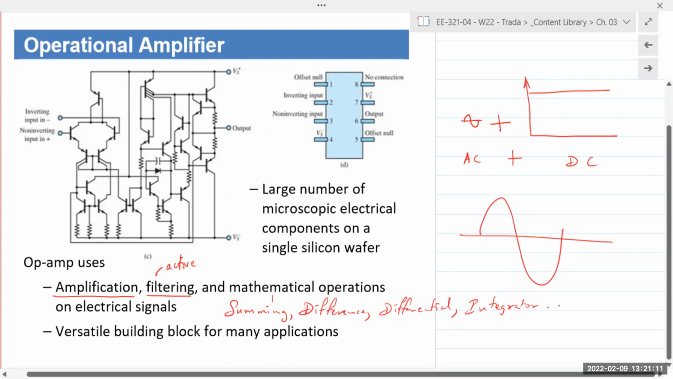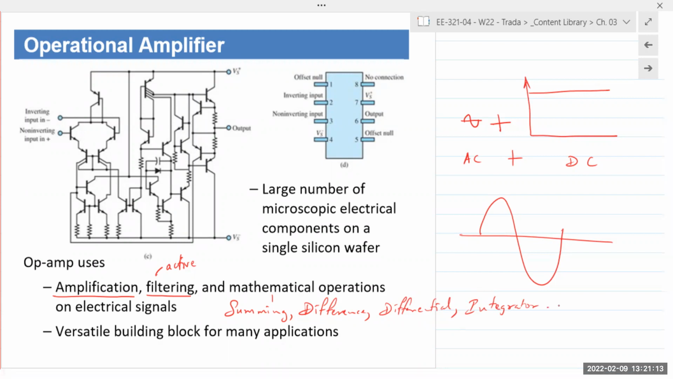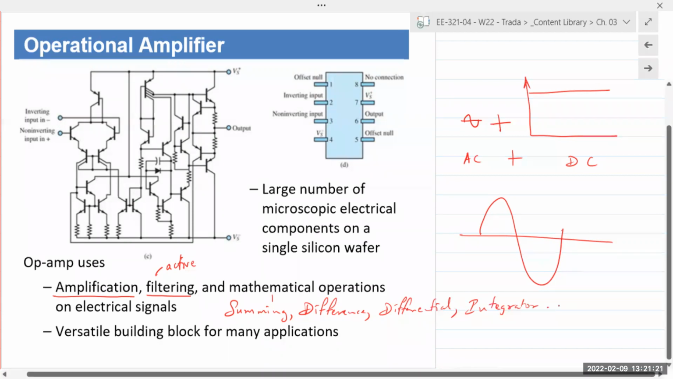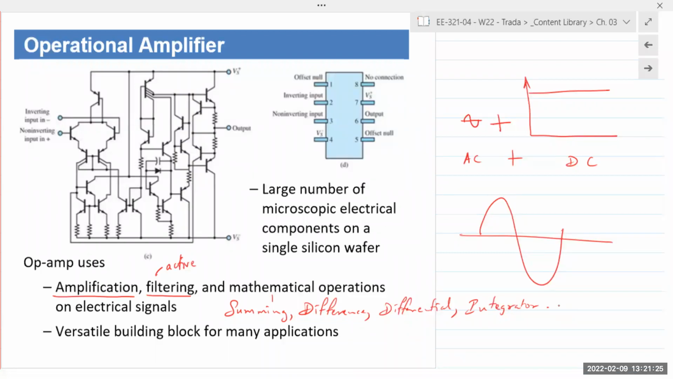So, the lab this week, by the way, how many of you have already finished the lab? Okay, most of you have. But the lab, it says, what kind of filter is it? It's a low pass filter and an integrator.